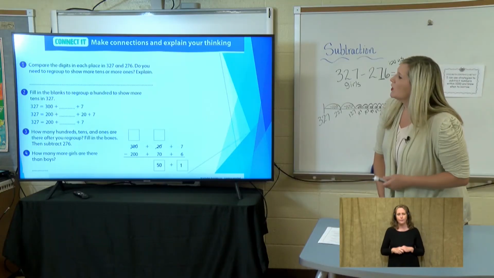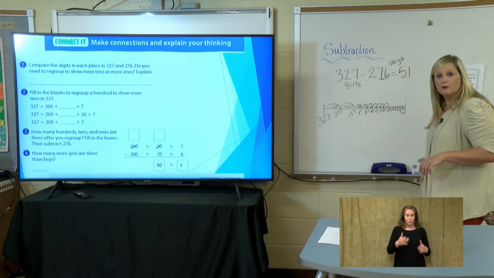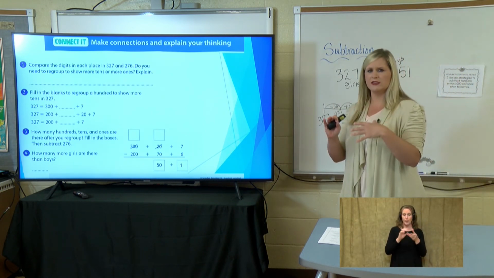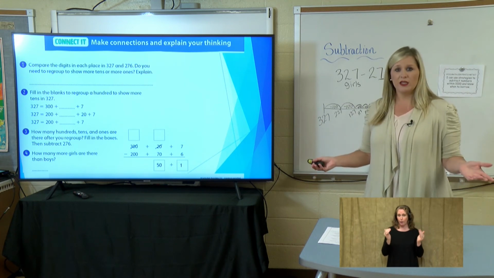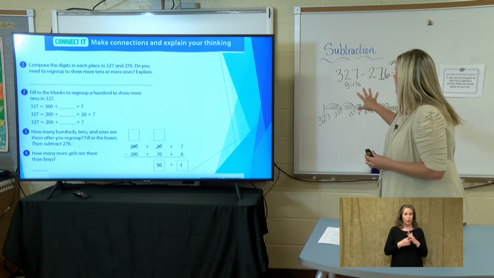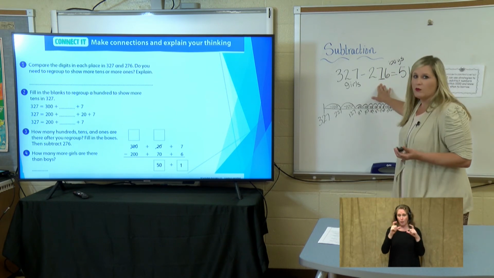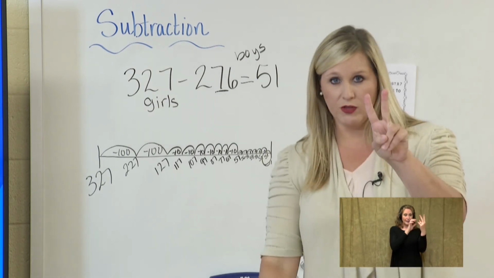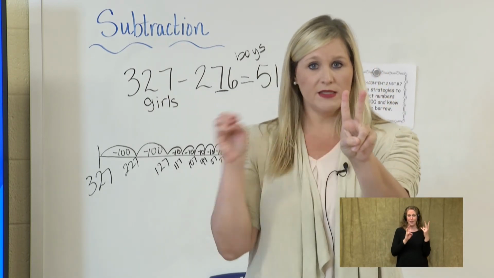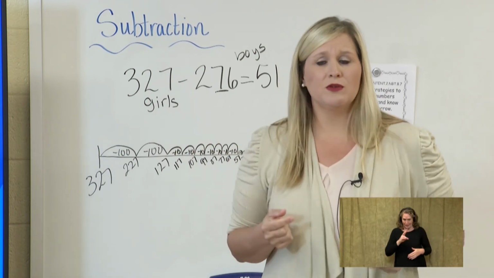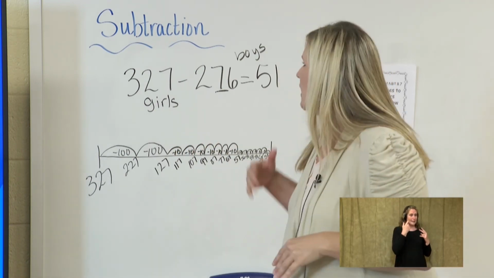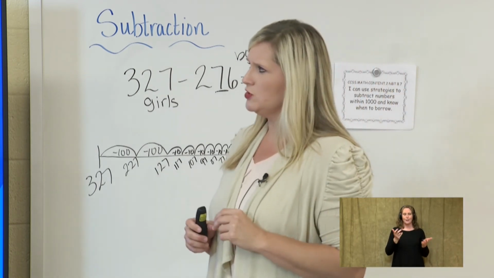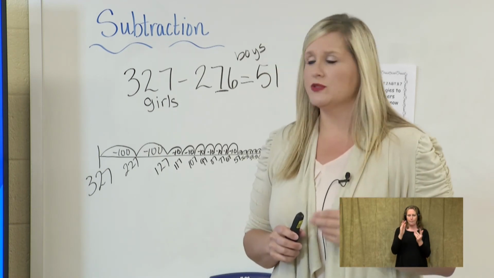All right, so another way would be to compare those digits. Remember, on Monday when we showed comparing the digits, we're just looking to see if we can do it. When we first started out, and I put the blocks up here, we knew that we could not take away 7 tens because 7 is bigger than 2. If you only have 2 of something, can I take 7 away? No, if you only have 2 cookies, I can't take 7 cookies from you. So we have to figure out ways to change that. So it says compare the digits in each place in 327 and 276.